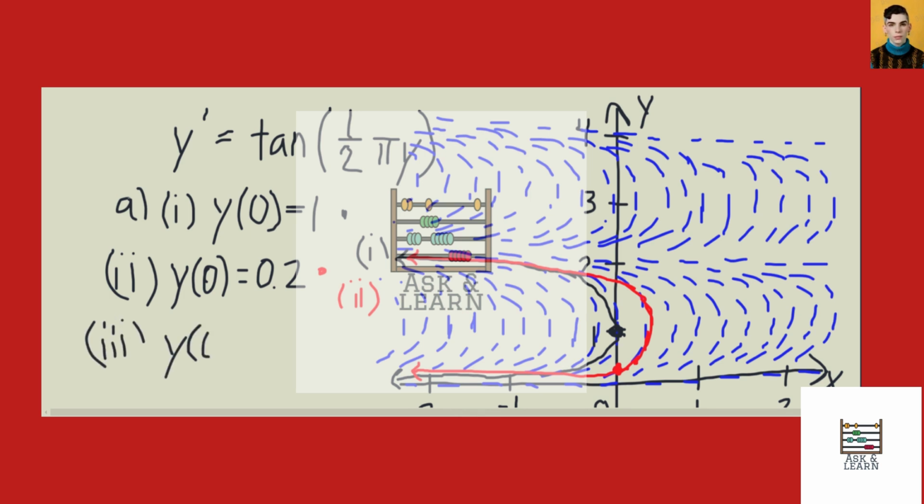In part 3, we are asked to find the solution with initial value y(0) equals 2. I'll graph this in green, so we know we have a point at (0, 2). And we see that following the slope field, this is simply a horizontal line, y equals 2.